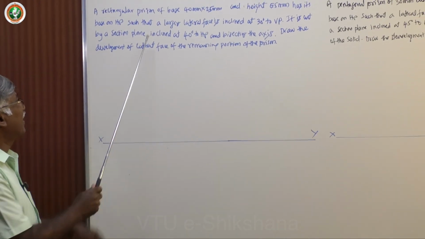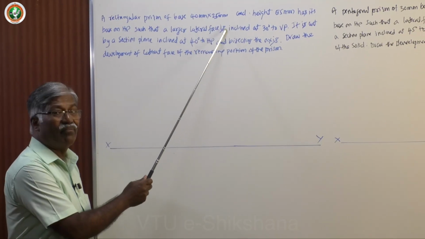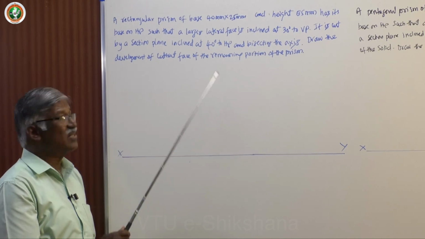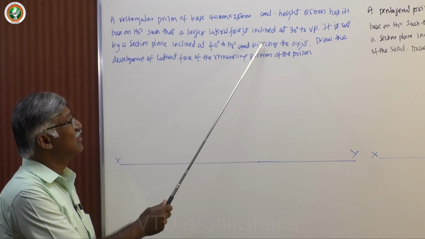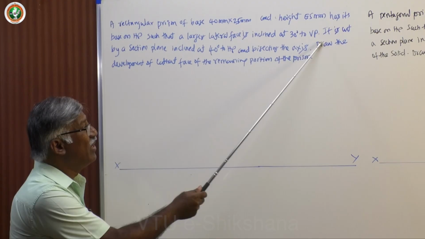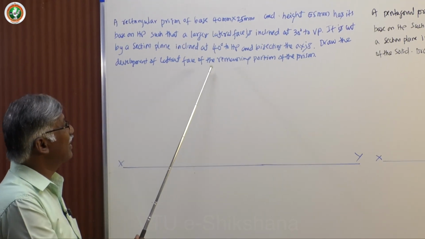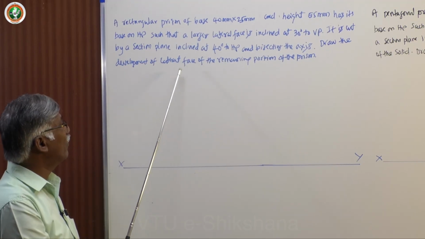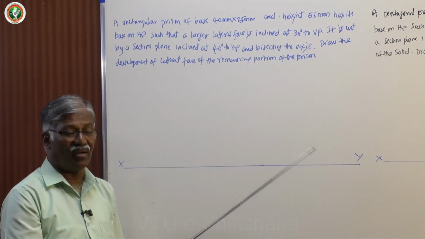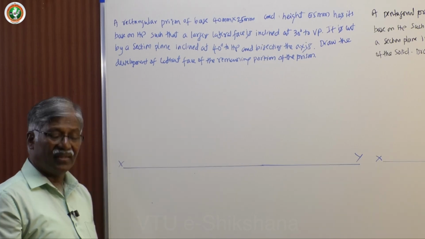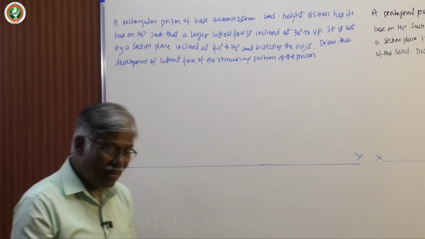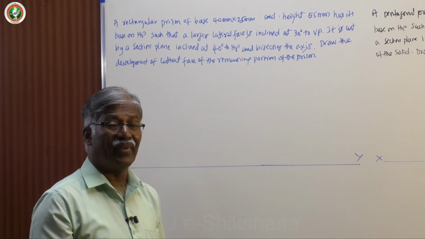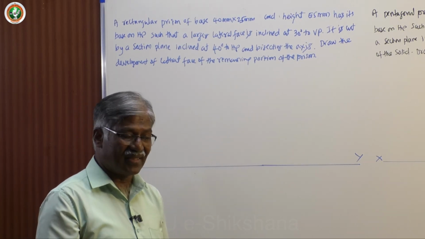We have a rectangular prism of base 40 mm by 25 mm and height 65 mm, which has its base on HP such that the larger lateral face is inclined at 30 degree to VP. It is cut by a section plane inclined at 40 degree to HP and bisecting the axis. Draw the development of the lateral faces of the remaining portion of the solid. Normally, for majority of prisms you get the lateral faces of the remaining solid. In case of pyramids only, sometimes they may ask you to work out the development of the portion containing the apex. We will discuss that in later stages.